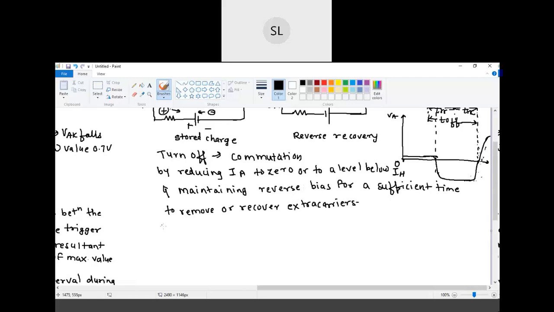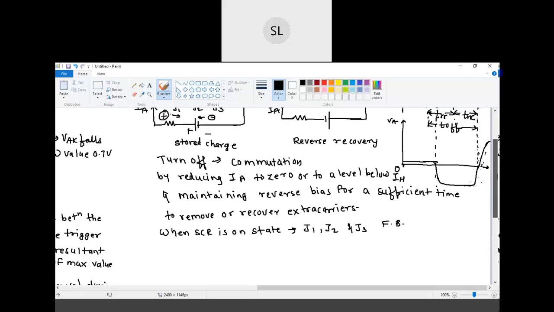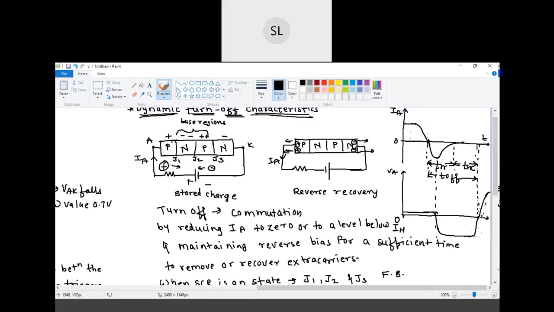Now when the thyristor is in the on state, or is in the forward conducting state, junctions J1, J2 and J3 are all forward biased. Because of this, the two base regions of the thyristor have been heavily saturated with electrons and holes. Okay, means what? There will be some extra charges stored in these base regions.